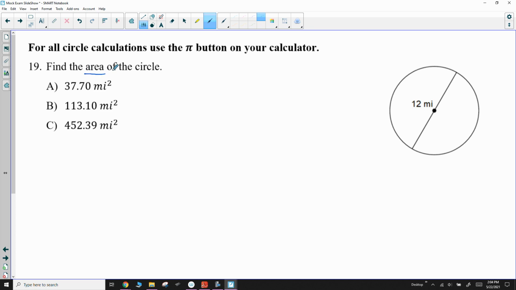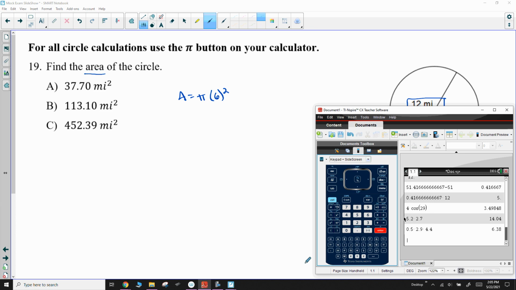Now be careful because there's going to be one area and one circumference problem. This 12 miles is hovered right by the center. That 12 miles is the diameter. When finding the area of a circle, you need the radius, which is half the diameter, so the radius is 6. The area of a circle is pi r squared.